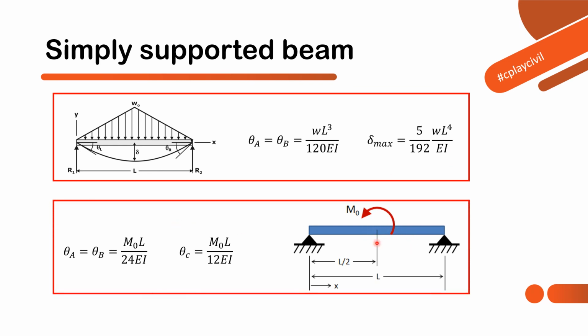And when subjected to a central moment or the central couple, then theta A and theta B will be m0 L by 24 EI, and theta C, that is the slope at this center, will be m0 L by 12 EI. But the point to be noted is that deflection at this central point will be 0, because the deflection will be like this. So the deflection happening will be here and here only. Deflection at center will be 0, but slope at center will be given by m0 L by 12 EI. This is the point that needs to be noted. Next, move on to the next beam.